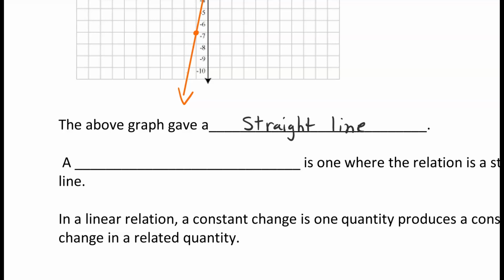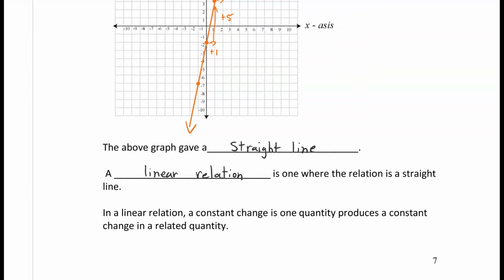So a linear relation is one where the relation is a straight line. In a linear relation, a constant change in one quantity produces a constant change in a related quantity. What that means is as the x changes, the y changes at the same rate every single time. So it's always consistent.